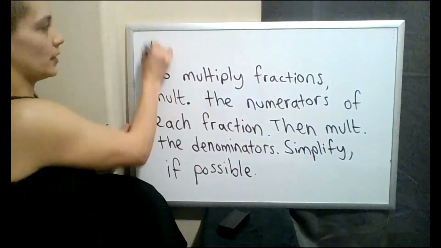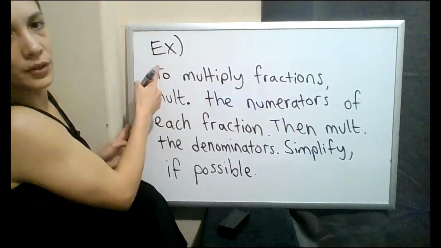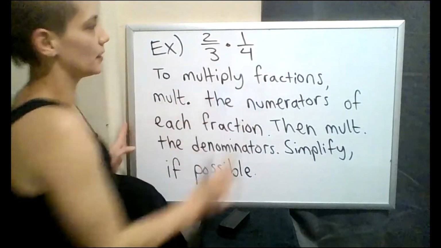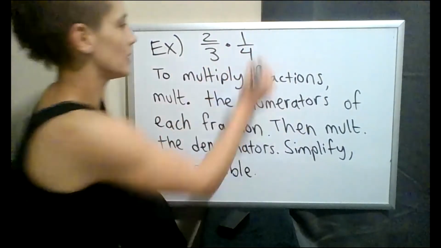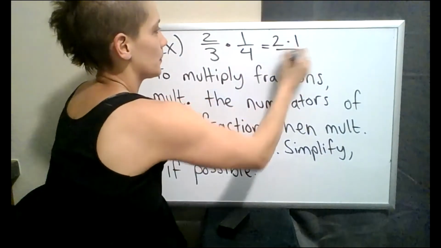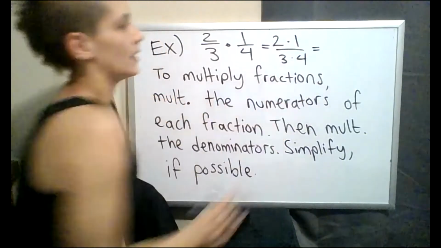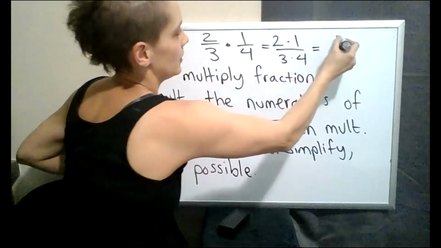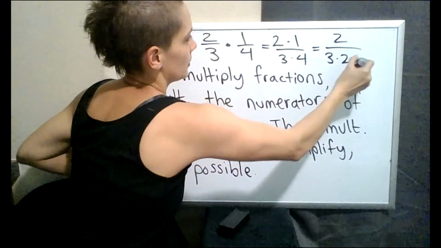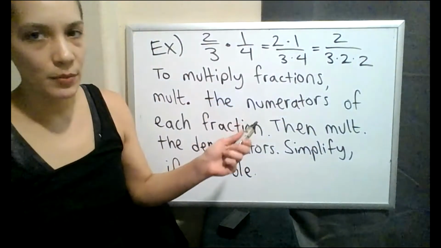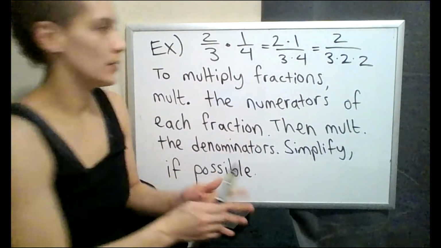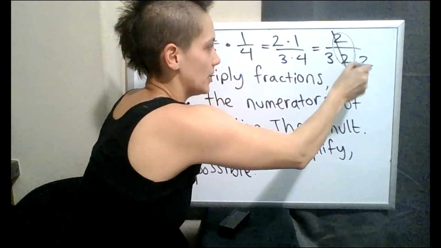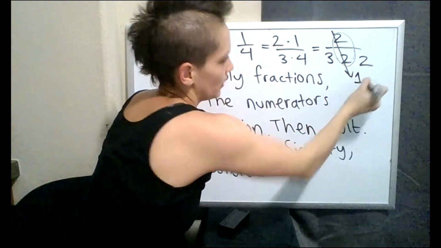This is my symbol for writing an example. So example of 2/3 multiplied by 1/4. 2 times 1 over 3 times 4. At this point, I would factor 4. 2 times 1 is 2, over 3 times 2 times 2. Any number over itself reduces to 1. So if you've got 2 over 2, this is going to be simplified and written as 1.